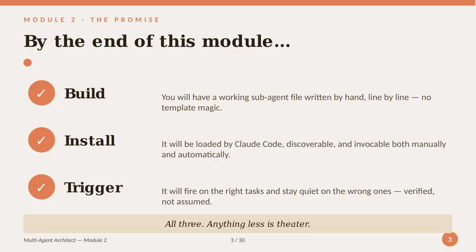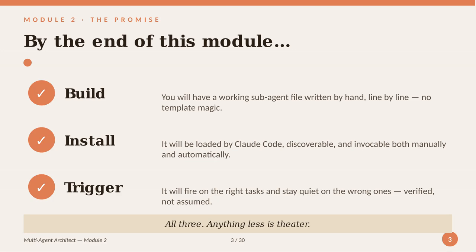Here's the promise. 3 verbs. Build. By the end of this module, you will have a working subagent file written by hand. Not from a template. Not generated. Hand-authored, line by line, so you can debug every choice. Install. That file will be loaded by Claude Code. It will show up in the agent list. It will be discoverable both manually, when you call it, and automatically, when the orchestrator decides to route a task its way.